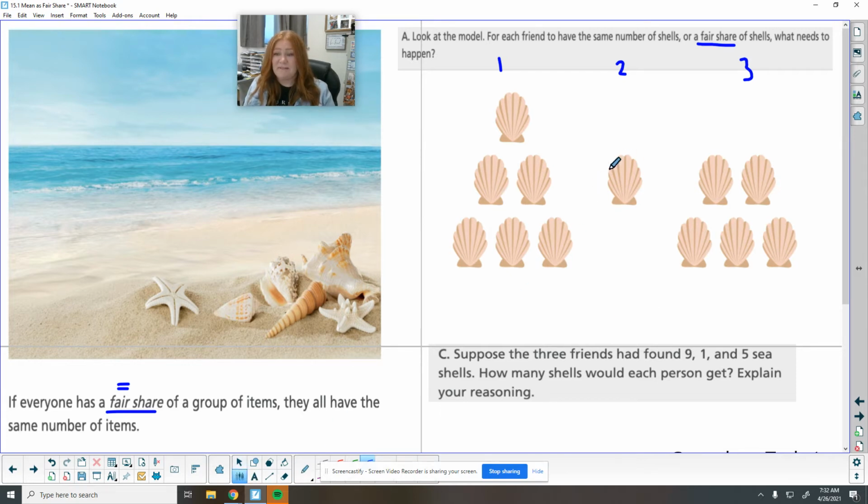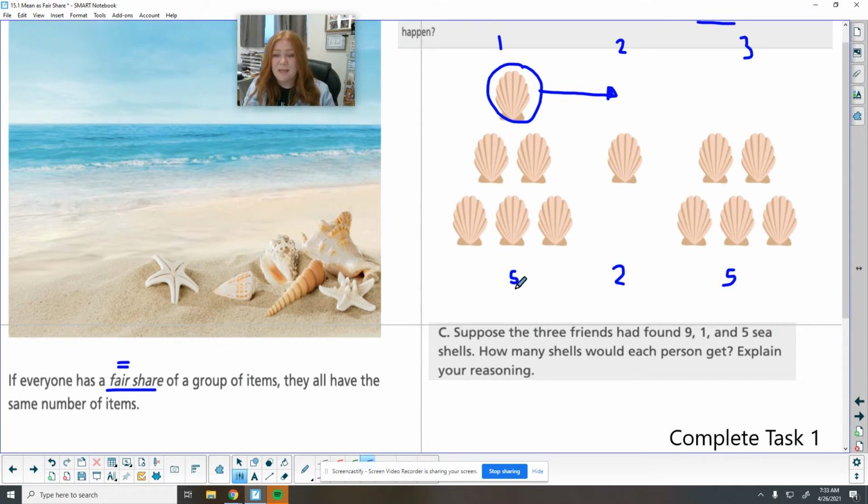So, right, we can see we definitely need to be giving some to this person here. So I'm going to take this one and I'm going to move it here. Okay, so now this one has 5, this has 2, this one has 5. So we have 2 of them that have a fair share, but still missing 1 here. So I'm going to take 1 more and give it to this person.